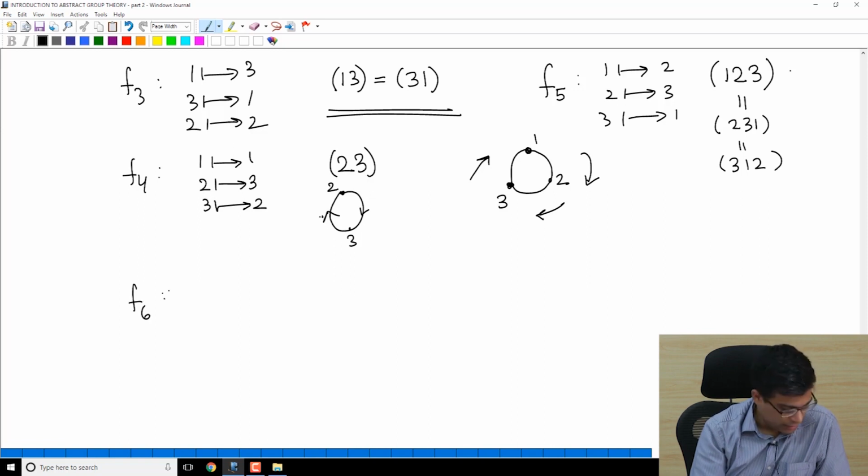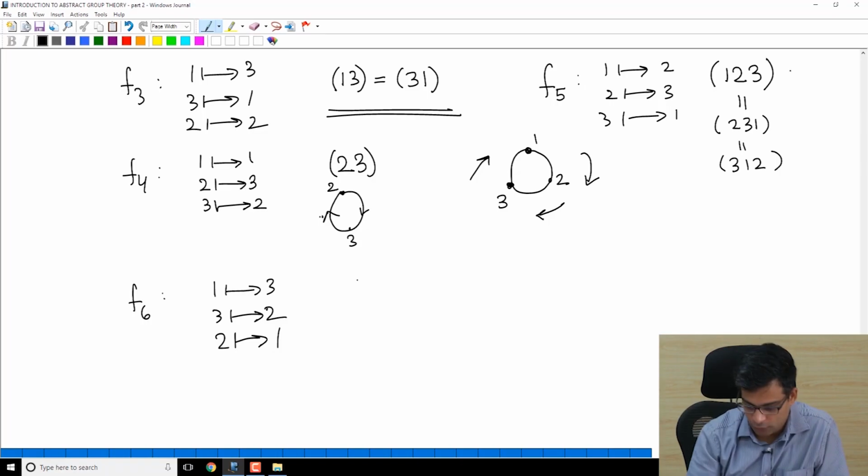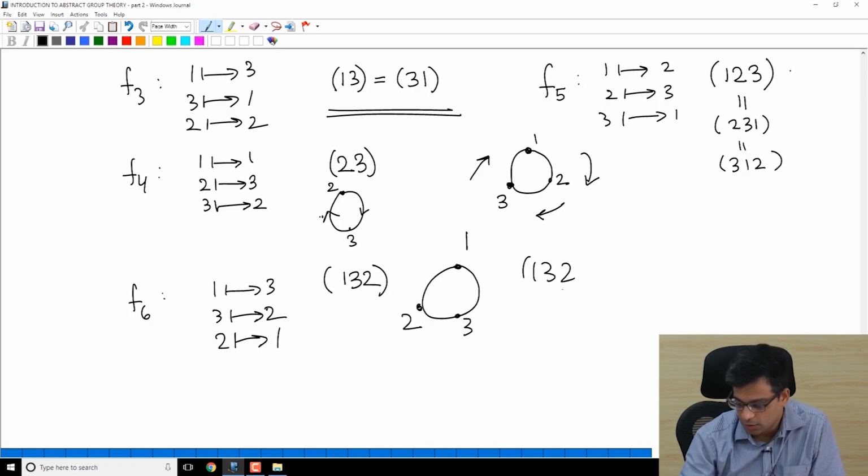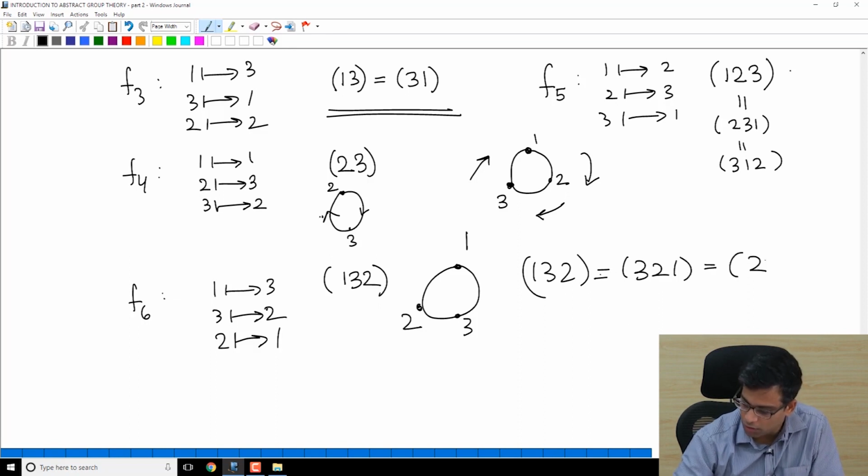Finally, what is F6? F6 was 1 goes to 3, 3 goes to 2, and 2 goes to 1. So if you write the cycle notation, you put 1, then you put 3, because 1 goes to 3, 3 goes to 2, and 2 goes to 1 again, so you close them. So in the cycle notation, you have 1, then 3 and 2. So 1 3 2 is the same as, you can start with 3, 3 2 1, or 2 1 3.